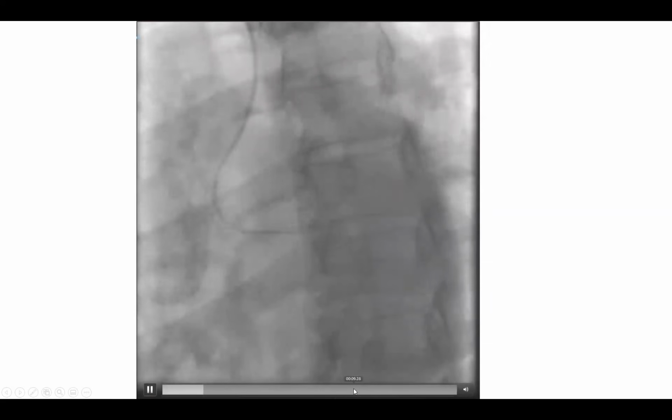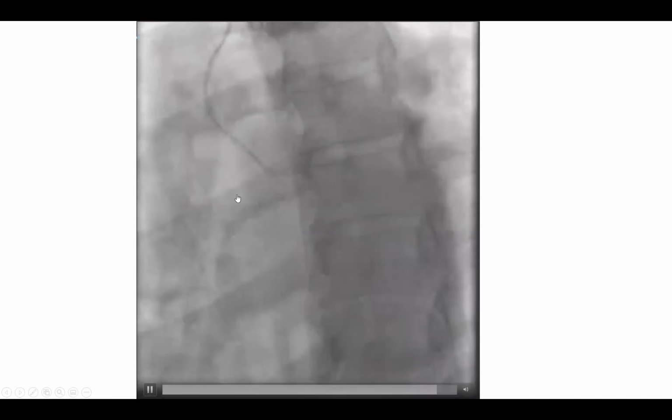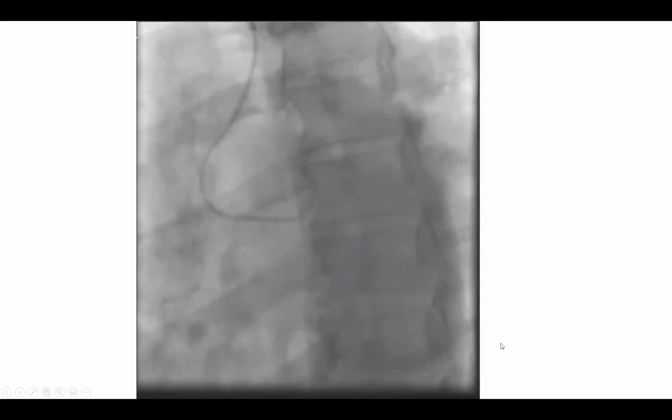So we tried to engage from above. We pulled the catheter with a slight clock and we got in successfully. But there was a critical point as we're pulling here. The catheter was about to fly out. So you have to be wary of that moment, okay?